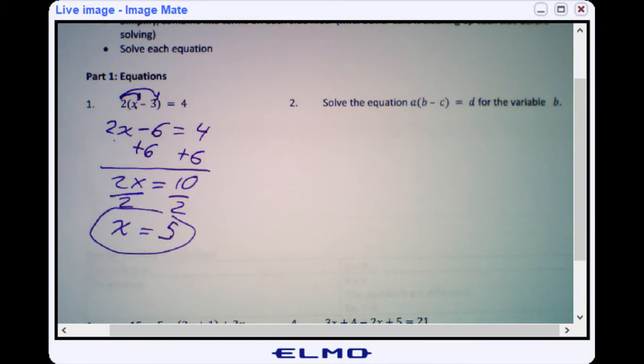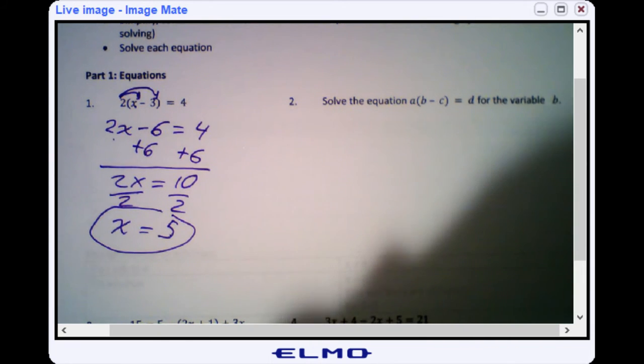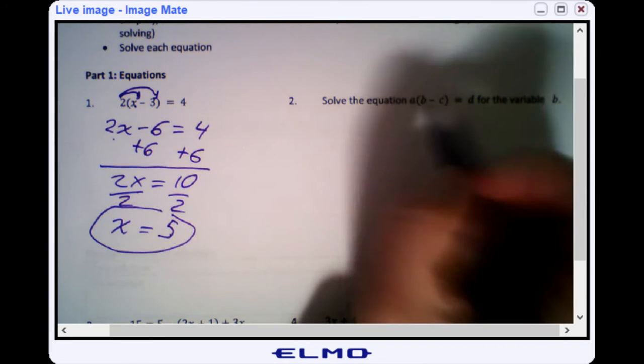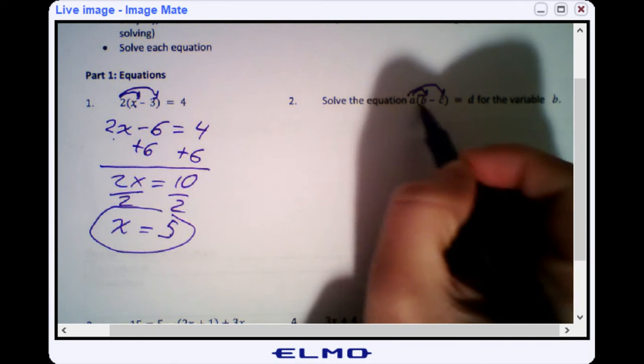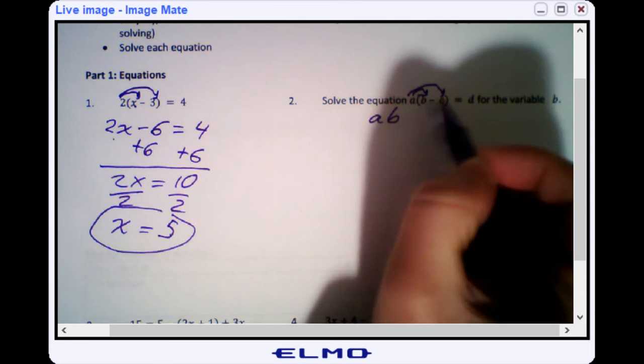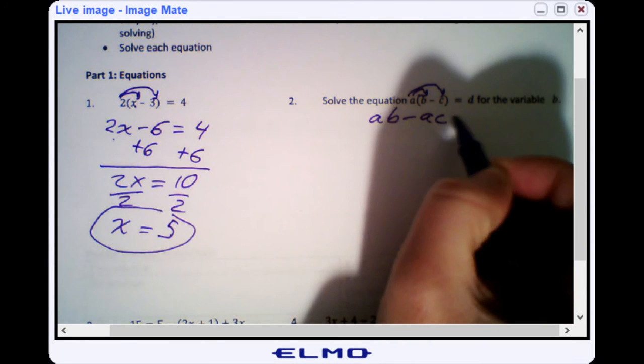For problem 2, we're going to solve the equation A times B minus C equals D for the variable B. There are a couple ways to do this. I'm going to follow the same steps I did before, though, just for simplicity's sake. I'm going to distribute because I see the parentheses. So I'm going to get A times B is AB, A times negative C is negative AC.